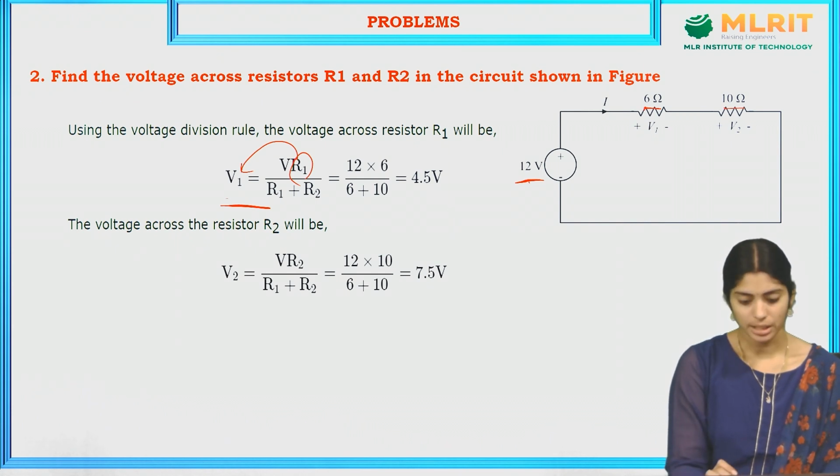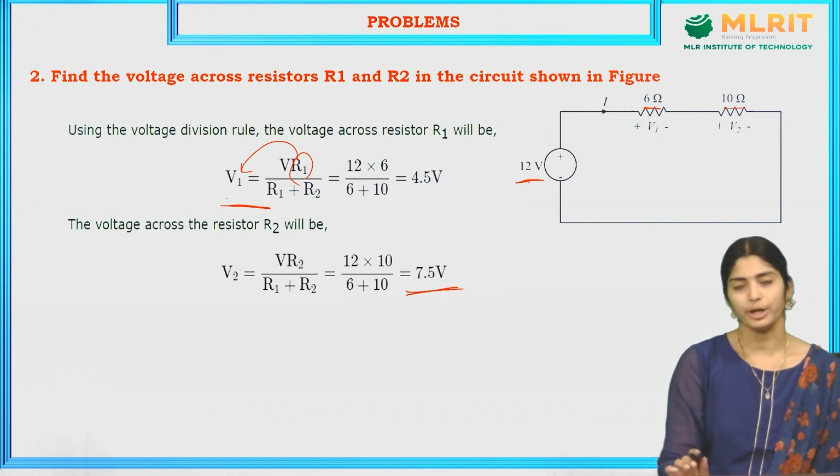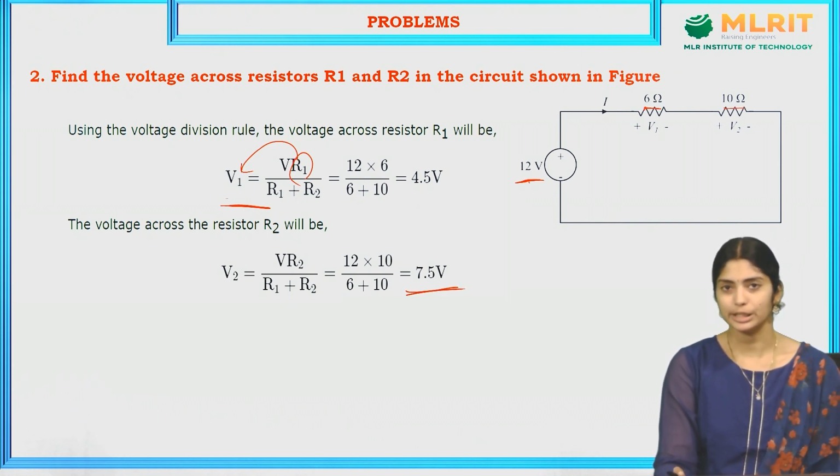Voltage across the resistor R2 is V2 is equal to V into R2 by R1 plus R2. So here we got 7.5 volts. So these are the basic problems related to the current division and voltage division rules.